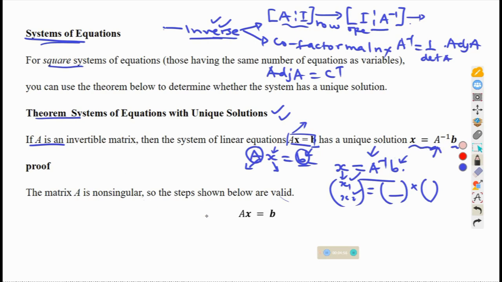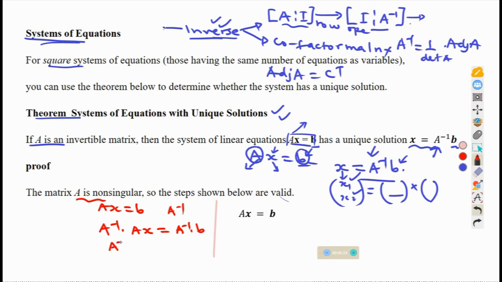inverse of B. So if you have AX equal to B, and A is non-singular, in other words, A is invertible, which means that A inverse exists, then we can multiply A inverse on both sides, which will be equal to A inverse times B.